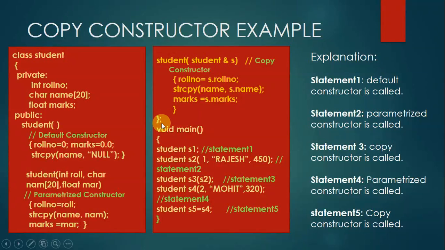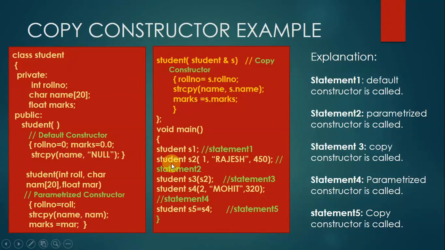So this is the ending of my class, and this is the void main. When I say student S1, just check whether I'm passing any argument or not. In this case, with the object name, I'm not passing any argument. So it means a default constructor will be called, and the data members of the object S1 will get the default values.